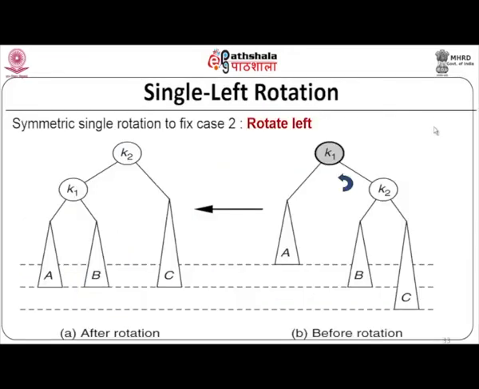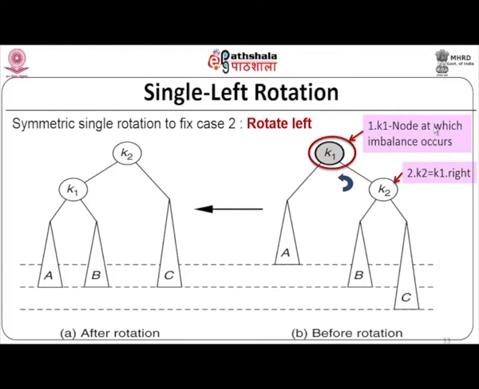Now, again the steps. Here what has happened? We have identified the first step before rotation, K1 as the node at which imbalance occurs. Then we find K2, K2 is nothing but K1's right child. So, we find K2, that is the second step. Then what we do? We make K1's right child to be equal to K2's left child. So, that is the third step. The fourth step is we make K2's left child to be equal to K1 and then we return K2.